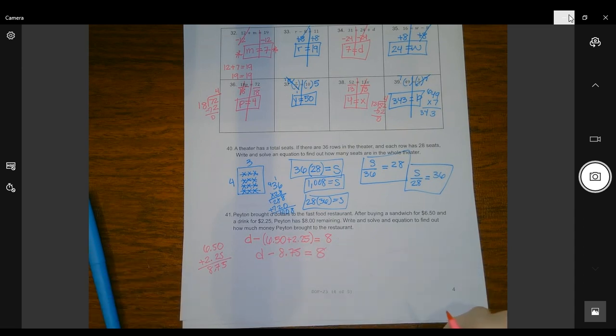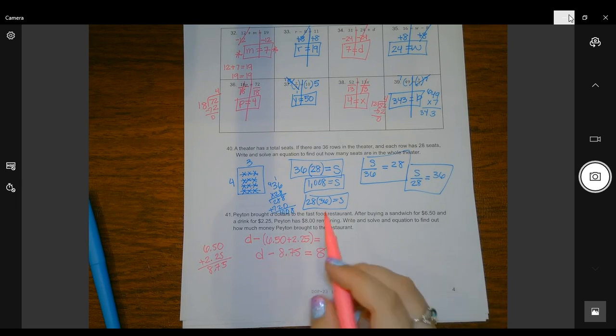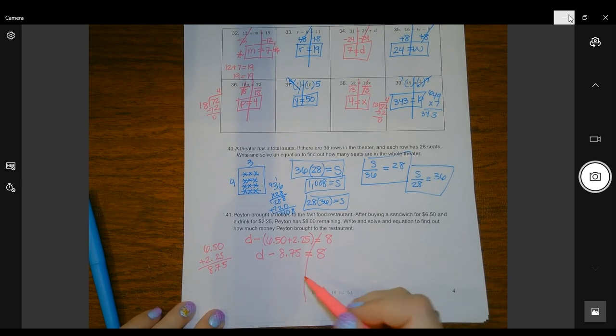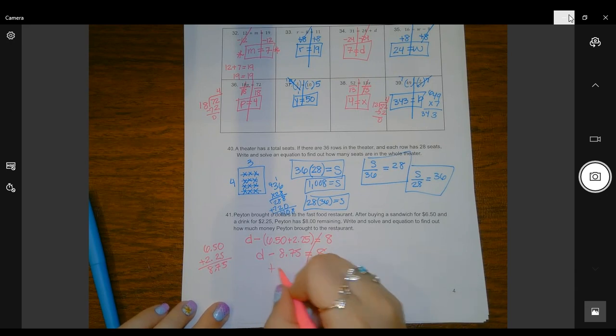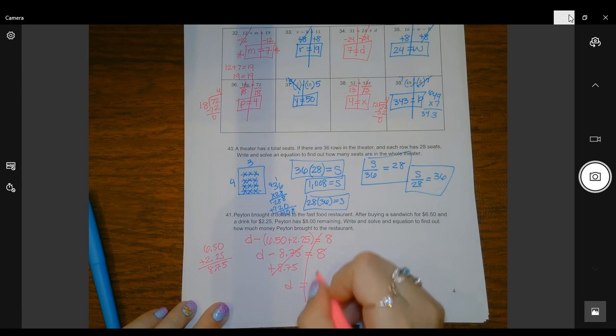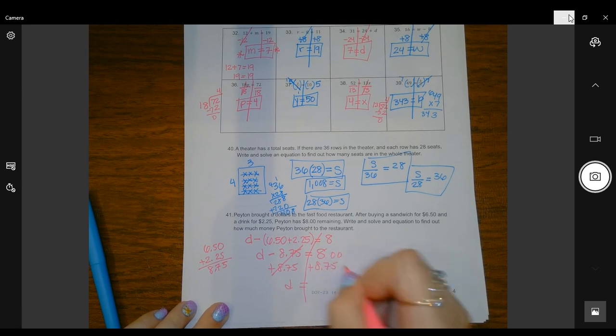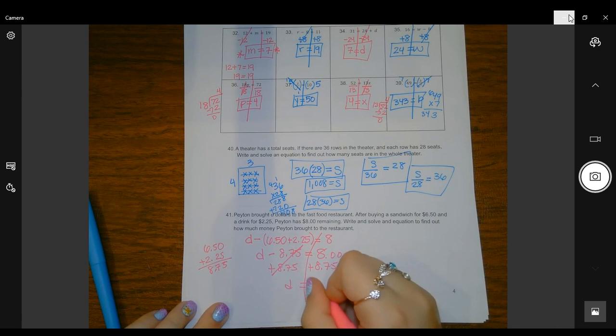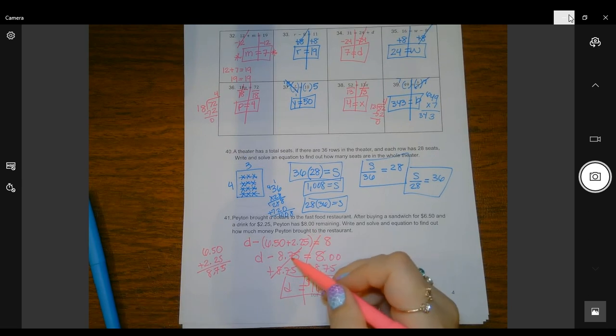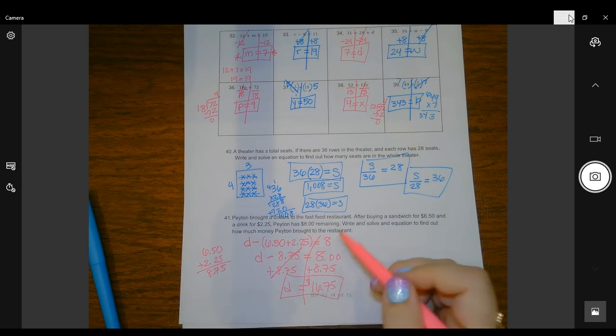So if I want to figure out how much was left, how do I solve for this D? Well, I need to get rid of this minus 8.75. So let's add 8.75 so that those cancel and I get D. I can do that as long as I add 8.75 to this side. Well, $8 plus $8.75 is $16.75. So if he spent $8.75 and he has $8 left, that means he brought a total of $16.75.